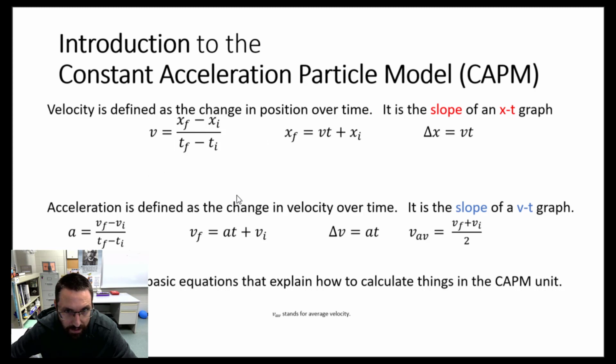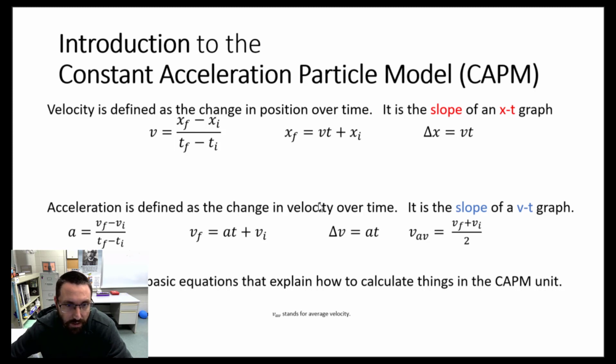And then if you look at the velocity graph, if you have a velocity graph with a slope, acceleration is defined as the change in velocity over time. It's when something is speeding up or slowing down. And so the slope of a velocity time graph will equal acceleration. You'll notice that the formulas between velocity and acceleration look similar, except we have one new one, which is the average velocity formula. And that's just the final velocity plus the initial velocity divided by 2 will be the average. Okay, so those are the basic equations when we're working with the constant acceleration particle model.